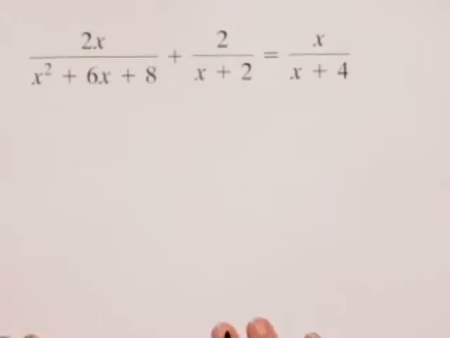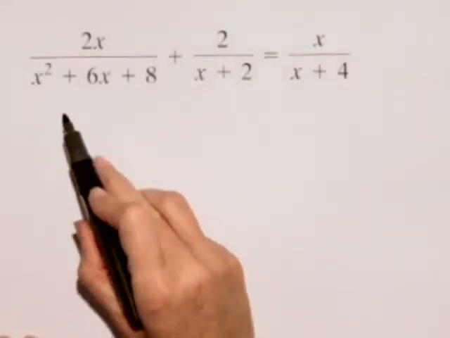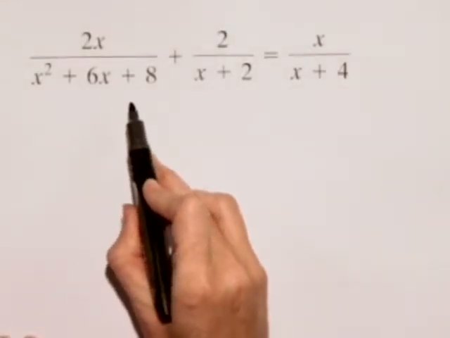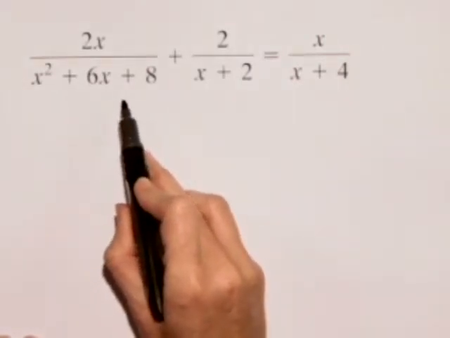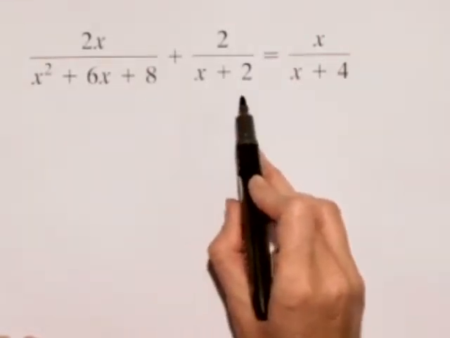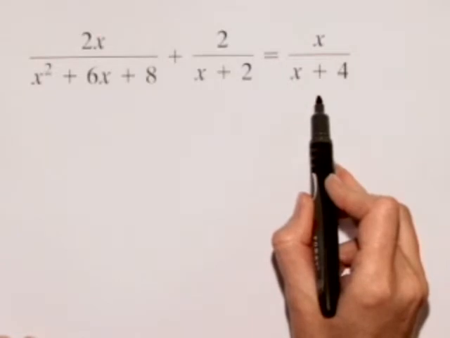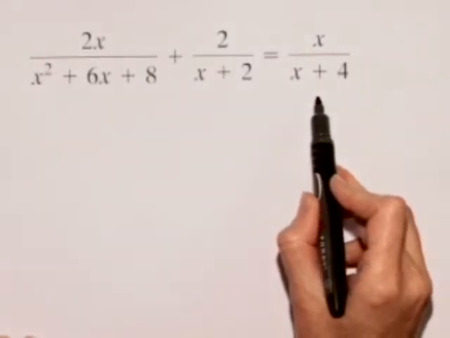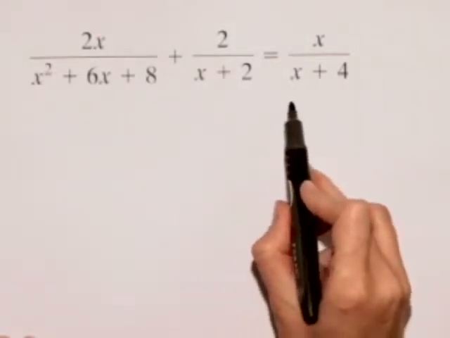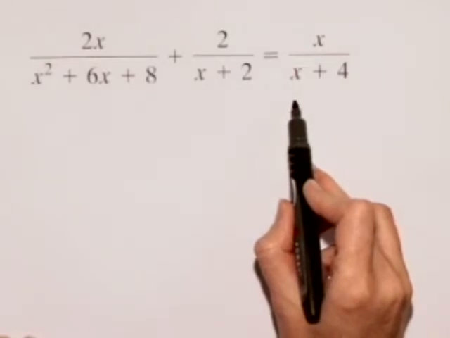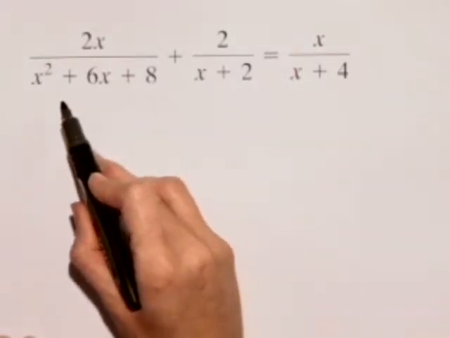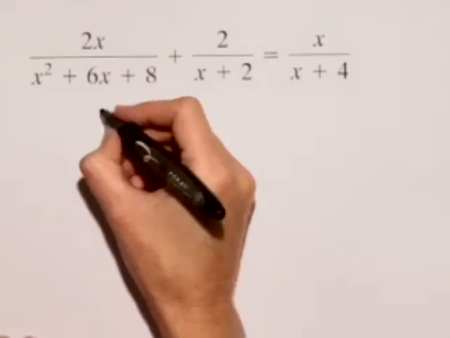For this problem, we're going to solve a rational equation. Now, in the first term, 2x over the quantity x squared plus 6x plus 8, we need to factor this denominator. Now keep in mind what we're trying to do. We're trying to solve for x, and it would help us a lot if we could clear these fractions in the denominator. So in order to clear the fractions, we first want to factor the first denominator.